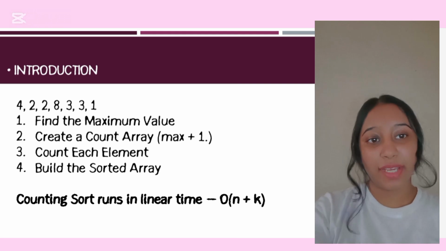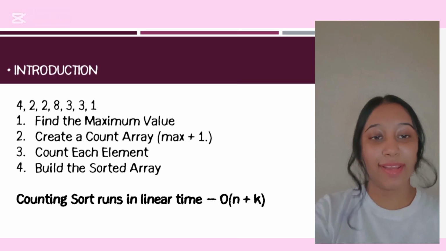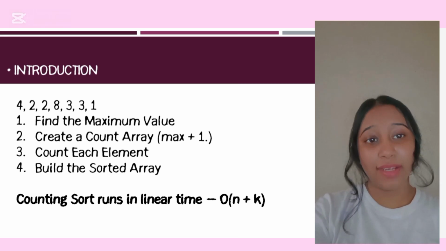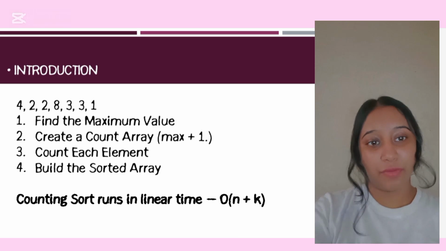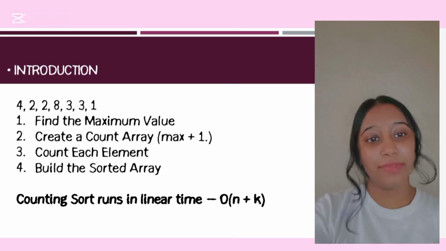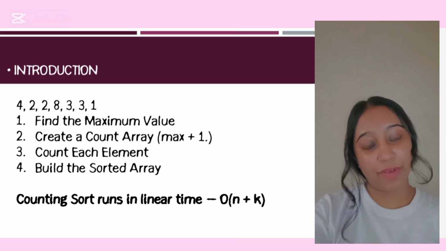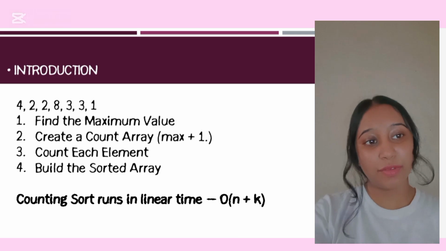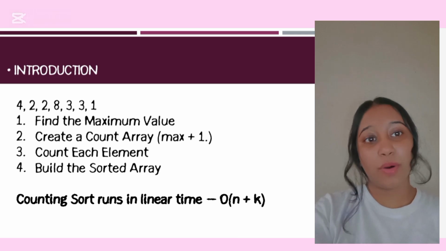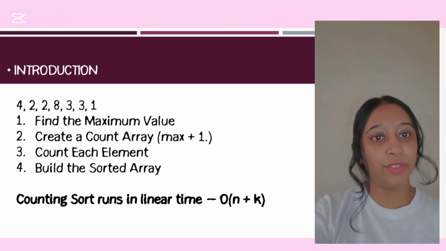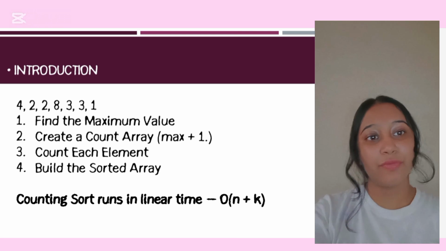Step 3 is count each element. Next, count how many times each number appears in the original array. After counting, 1 appears 1 time, 2 appears 2 times, 3 appears 2 times, 4 appears 1 time, and 8 appears 1 time. Step 4 is build the sorted array. Finally, rebuild the sorted array using the count array. The sorted output is 1, 2, 2, 3, 3, 4, 8.